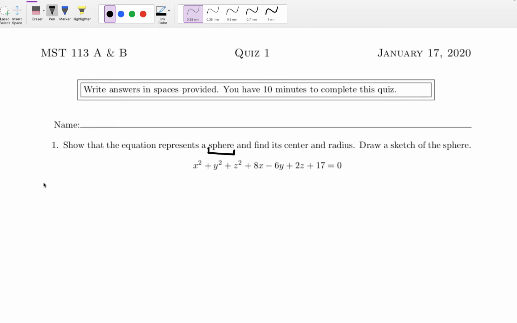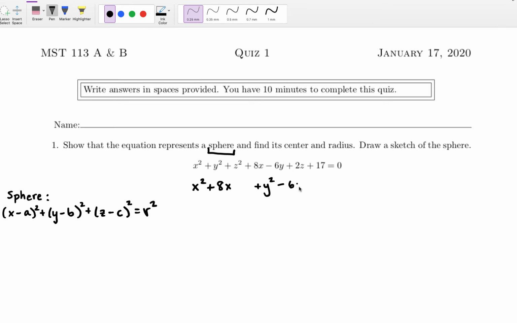All right, we're asked to show that this equation represents a sphere, and to do that, I just need to put it into a form that matches the standard form of a sphere. So if I recall, the standard form of a sphere in general looks like this, where the center is (a, b, c) and the radius is r. And if I just complete the square in each of the variables in my equation, then I'm going to see that it actually has this form.